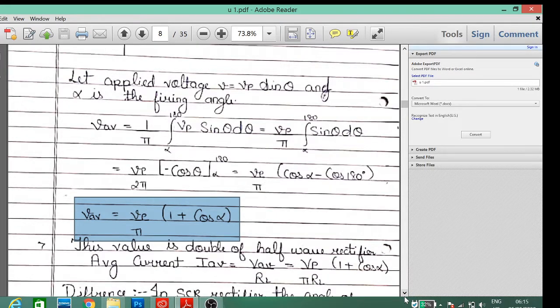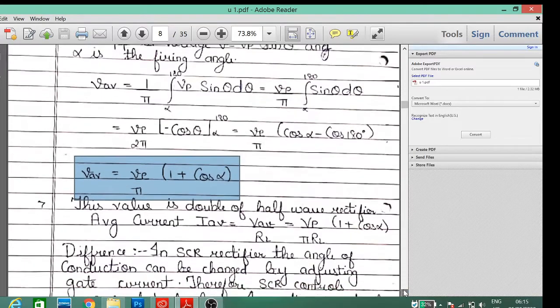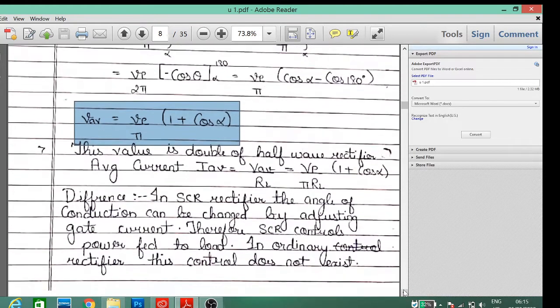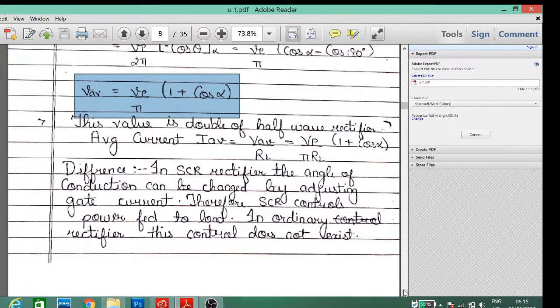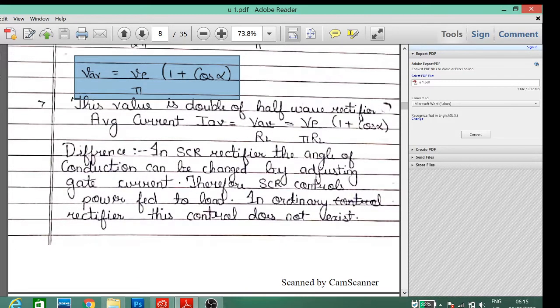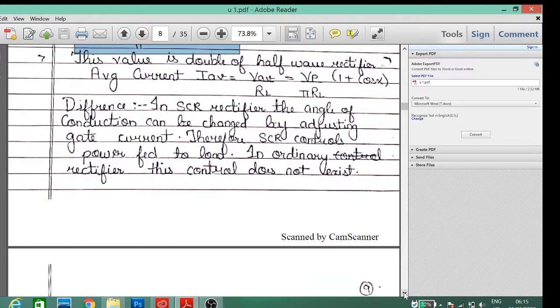This value is double that of the half wave rectifier. What is the difference between the normal rectifier and the SCR rectifier? In an SCR rectifier, the angle of conduction can be changed by adjusting the gate current. Therefore, the SCR controls the power fed to the load. In an ordinary rectifier, this control does not exist.